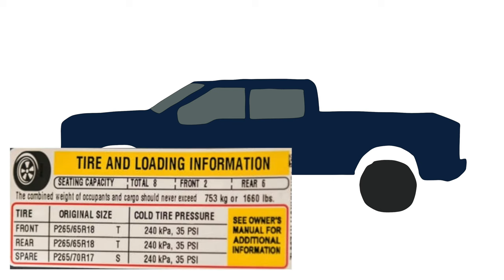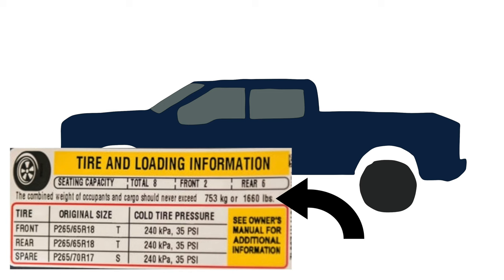In the US, the payload capacity is given on a sticker inside the door. It looks like this. On this truck's sticker, the payload capacity is listed as 1,660 pounds. Everything you put in the truck counts as cargo: people, pets, and cargo items like luggage or camping gear.